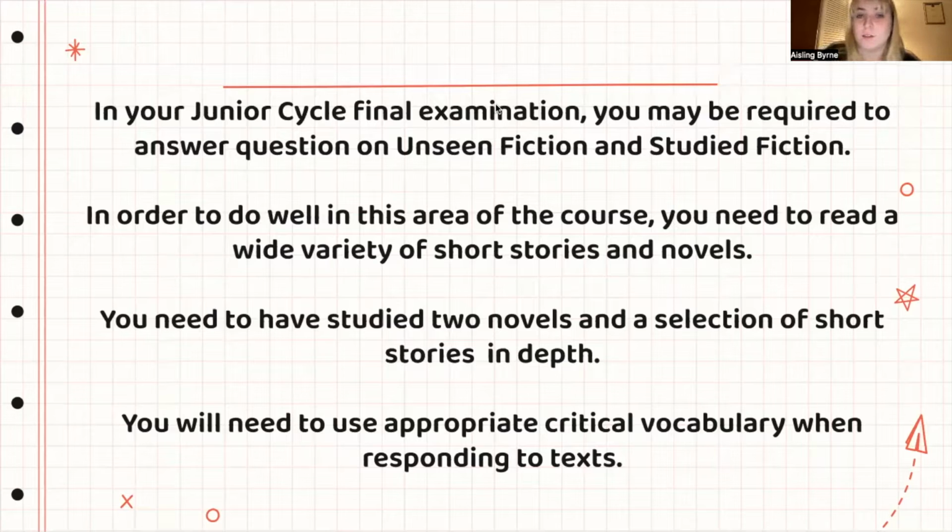In your junior cycle final examination, the one you'll be sitting in June, you might be asked to answer questions on unseen fiction and studied fiction. Our unseen fiction is an extract that will come up on the paper that we've never seen before, and you have to answer questions on it. And our studied one is a question asked on something we've studied during our junior cycle.